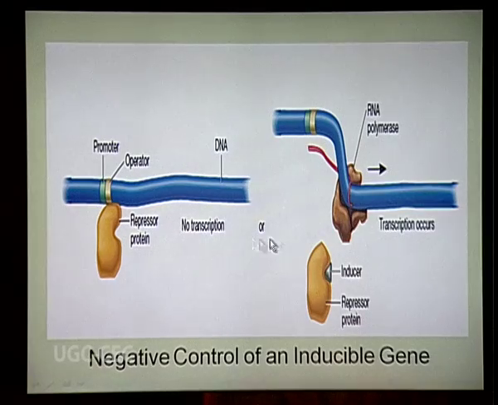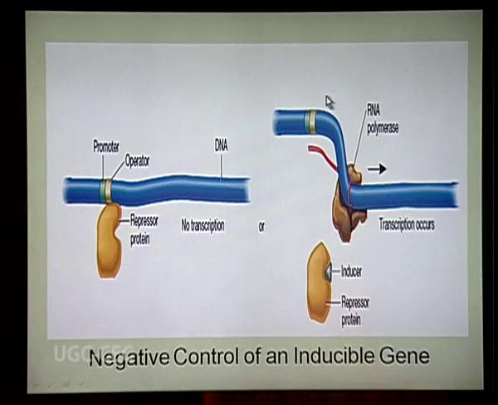On the other hand, as soon as the inducer molecule comes into the system, it binds to the repressor and changes the conformation of the repressor. As the conformation changes, it loses its binding affinity towards the operator, and as the operator site is vacant now, it can be occupied by RNA polymerase, and RNA polymerase carries on the expression of the gene.